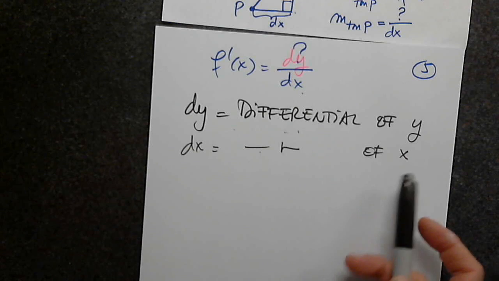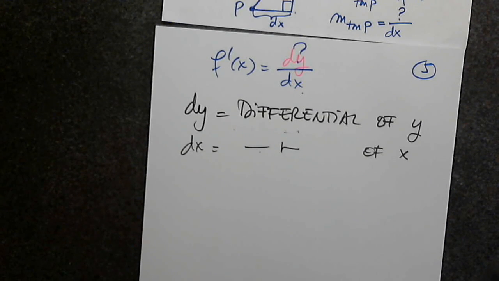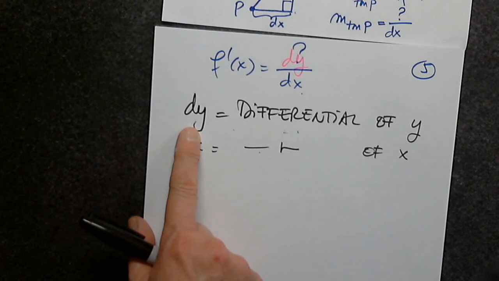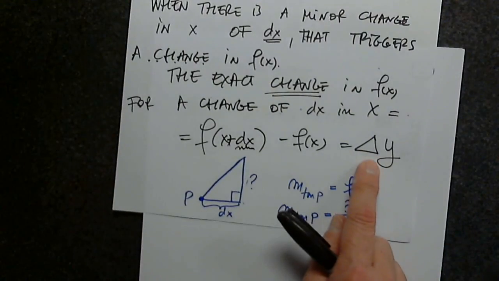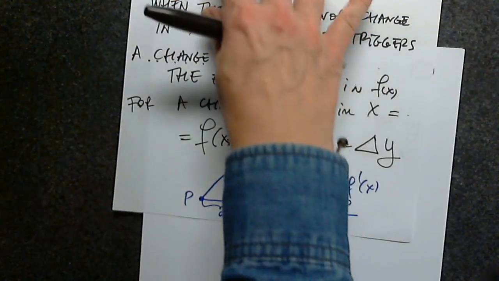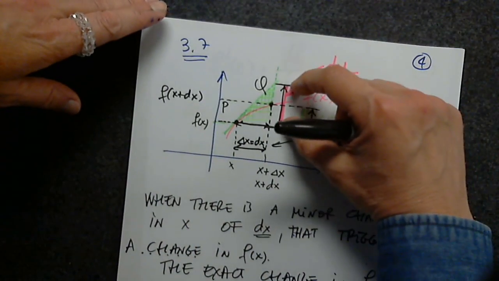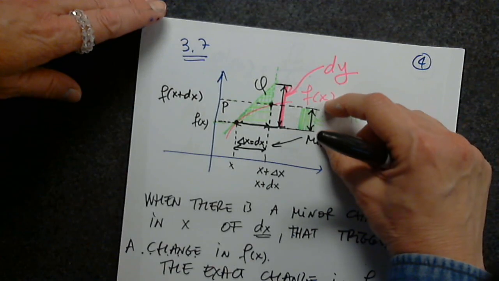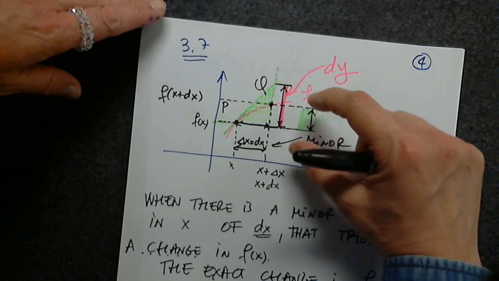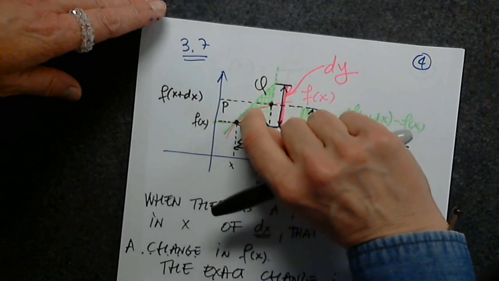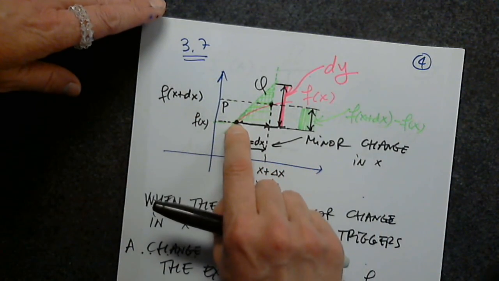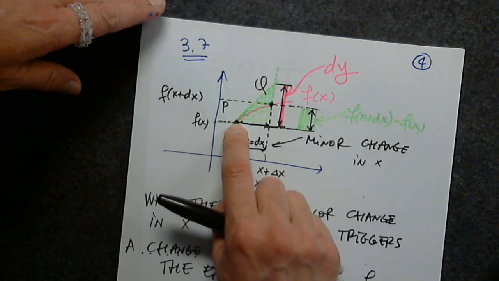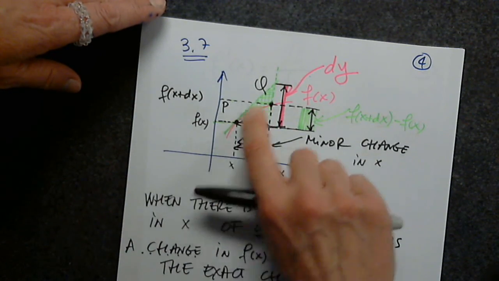So differential of y means the change in y. But it's the change in y using the derivative. It is not the exact change in y. It is the change in y that is not identical with delta y, but is the change in y using the derivative, or the slope of the tangent line at point P.